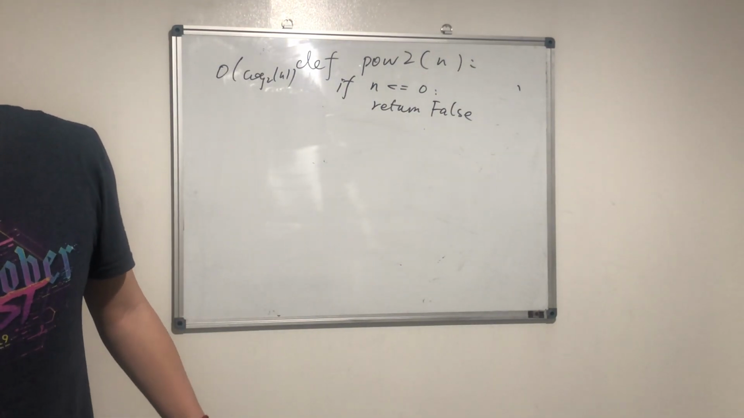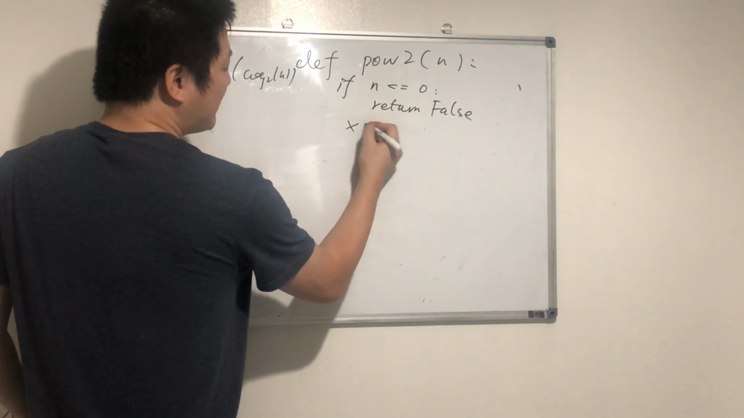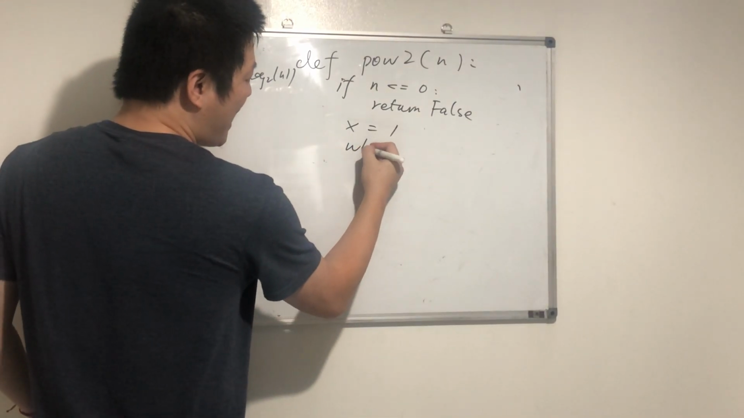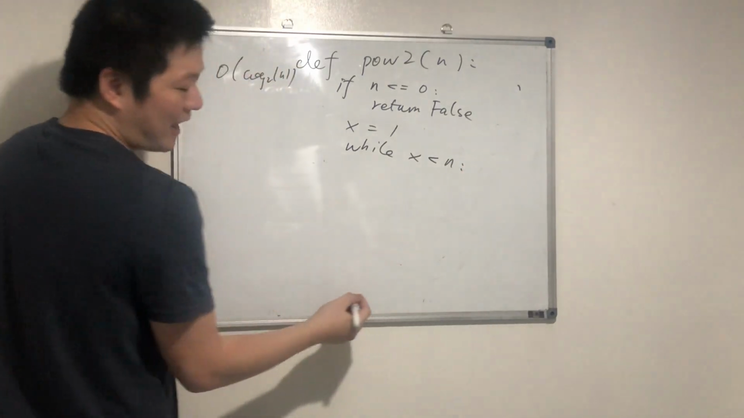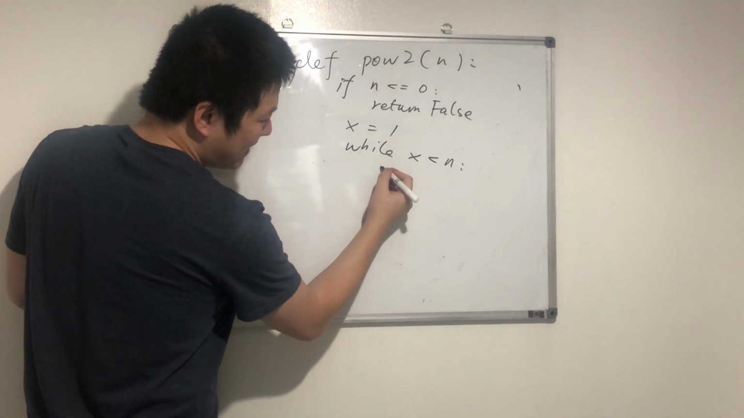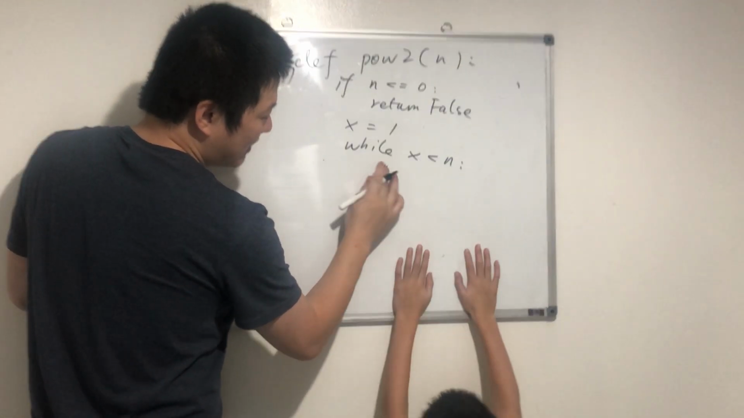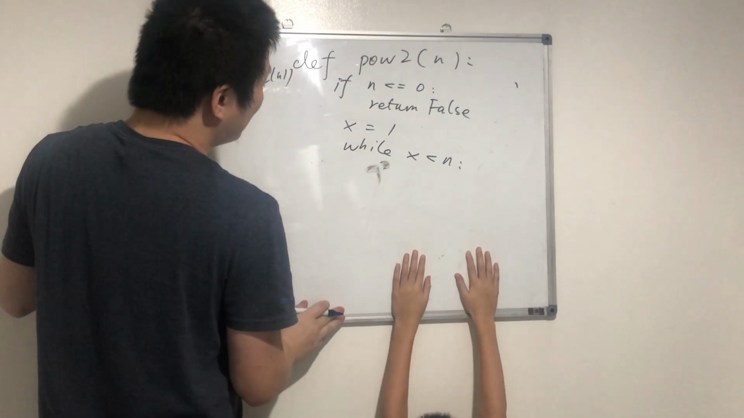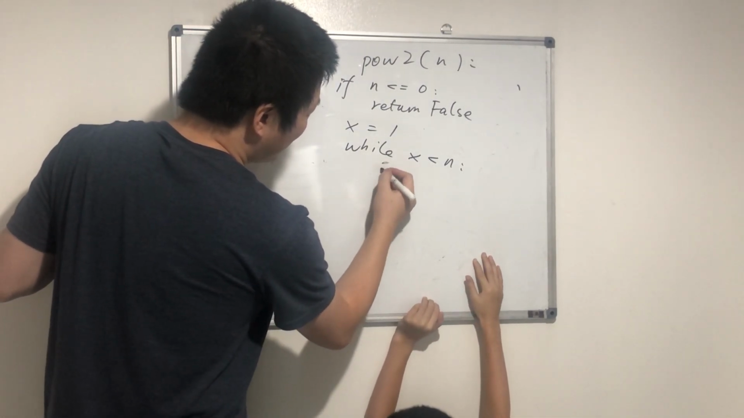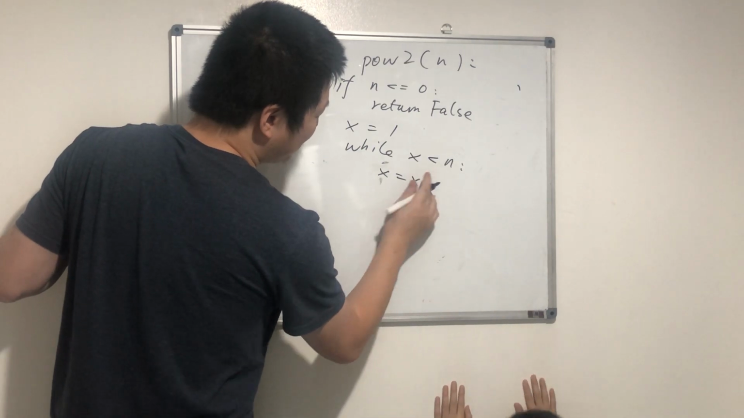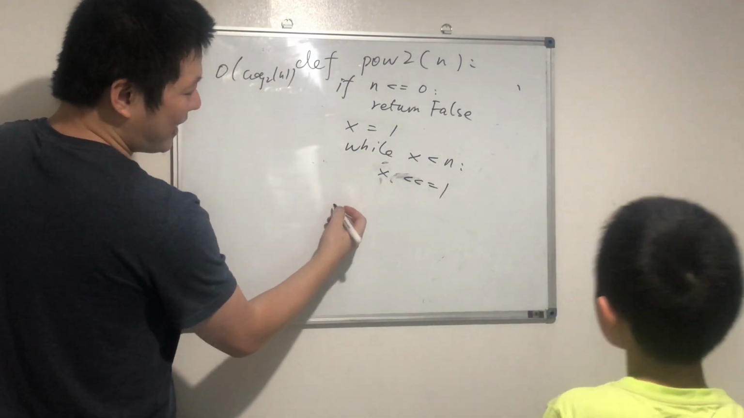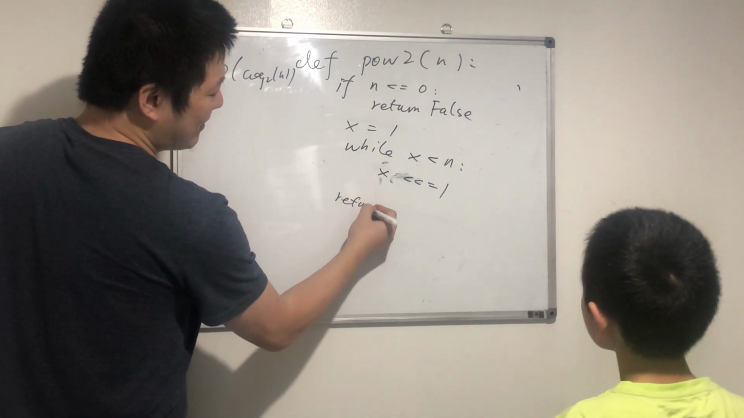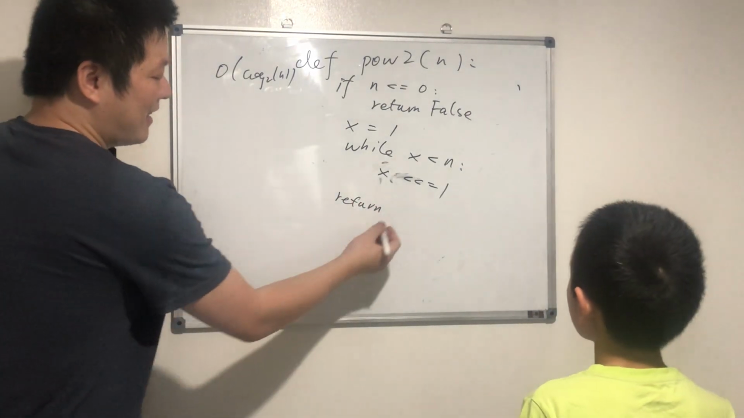Or we can multiply, right? Look. x equals 1. While x is smaller than n, what should I write here? I want to multiply x by 2. x equals x times 2. Or you can do this: x shift equals 1, that means times 2, right? Return what? Return here what?